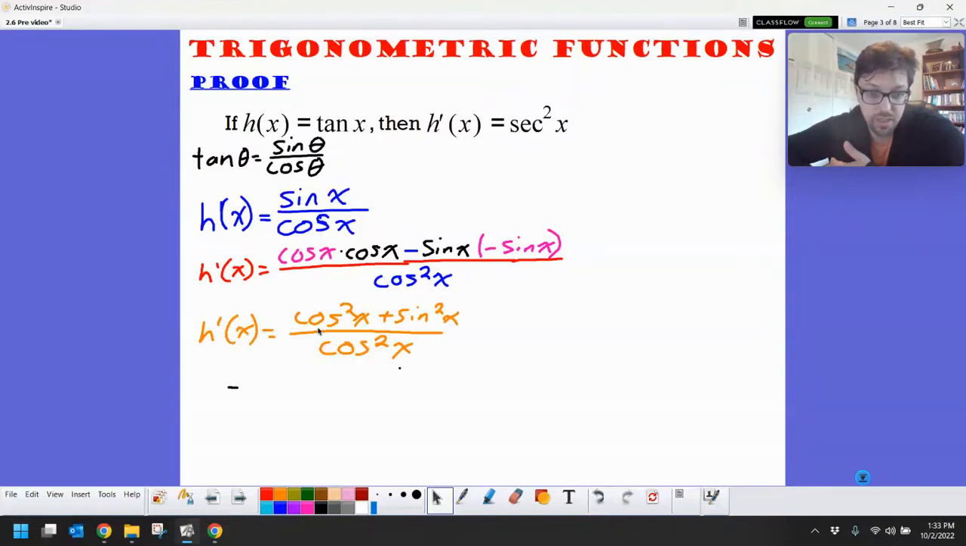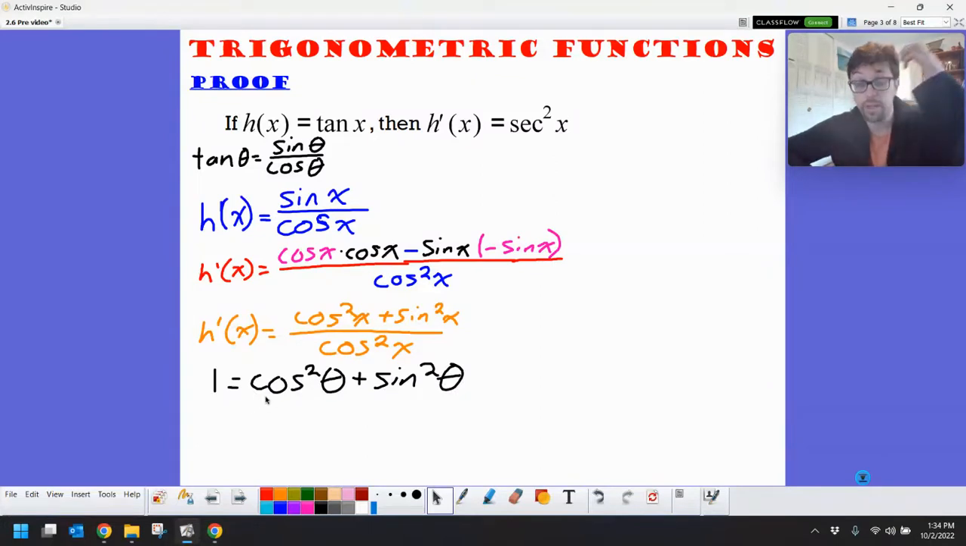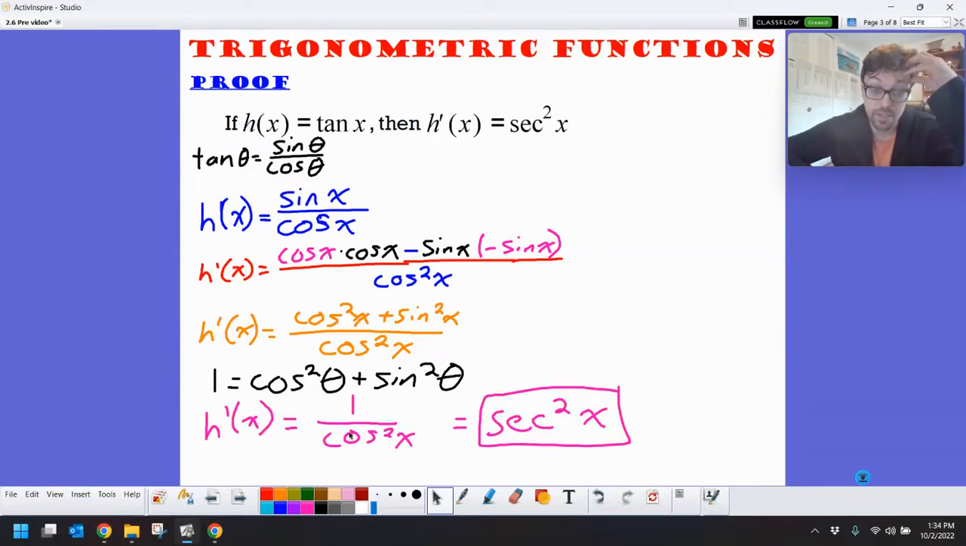So next we just try to simplify that down a little bit. This cosine times cosine is a cosine squared. Sine times sine is a sine squared, but since those are both negative, we've got a nice positive in the middle. Then what you may remember is cosine squared plus sine squared. That is one of our trig identities, and it turns out to be just 1. Cosine squared plus sine squared is 1. So our final thing ends up being h prime of x is 1 over cosine squared. And 1 over cosine squared is secant squared.